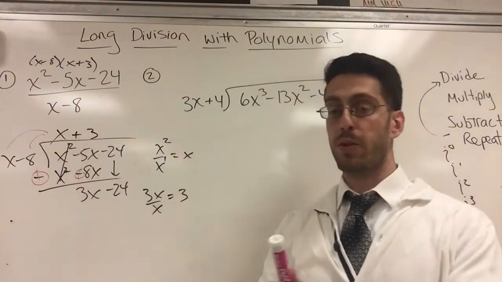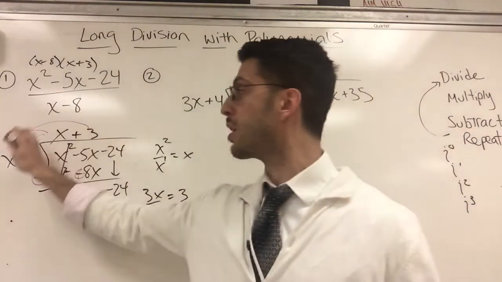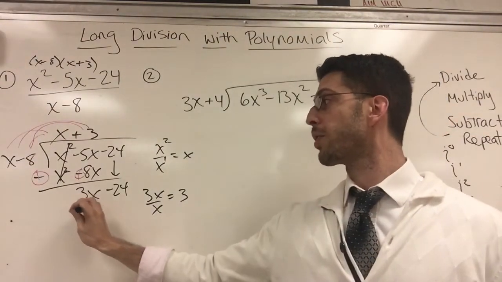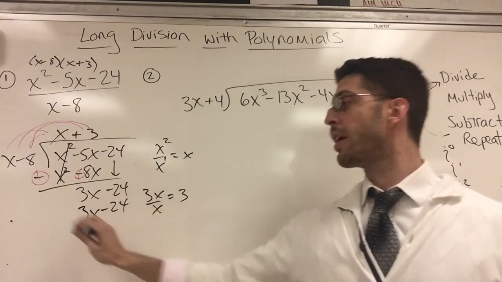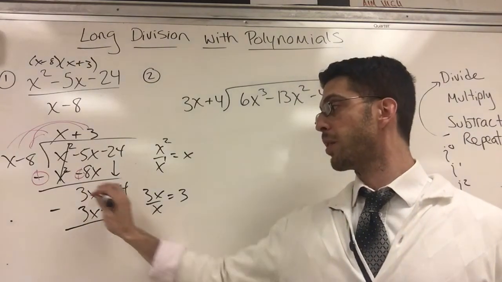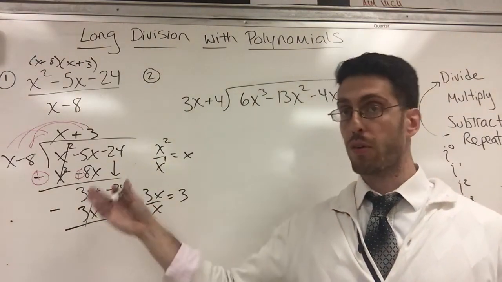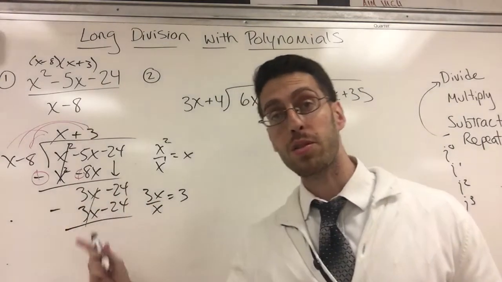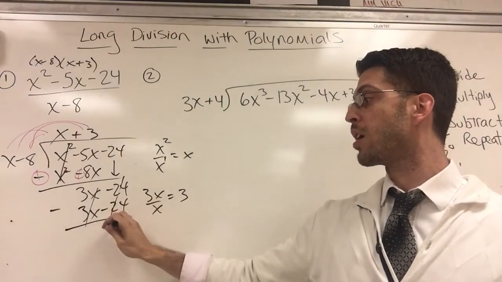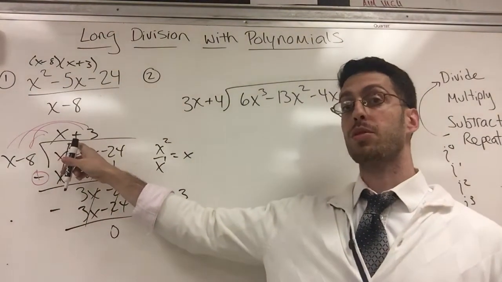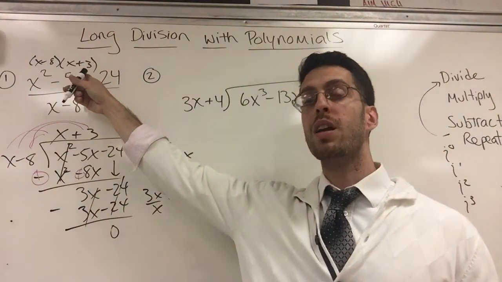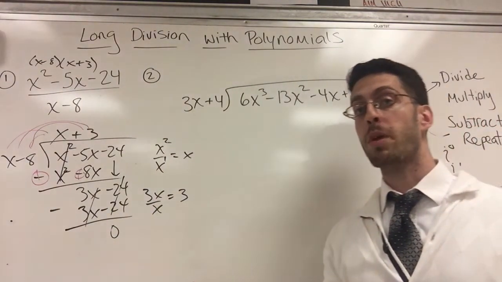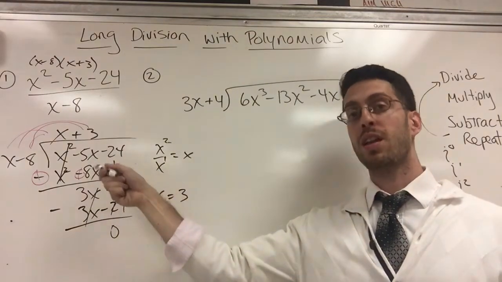Now, multiply again. So again, I'm distributing, this time the 3 times the x and the 3 times the negative 8. That gives you 3x minus 24. And if you subtract, 3x minus 3x is nothing. Better be nothing or else you made a mistake. And negative 24 minus negative 24 becomes negative 24 plus 24, which is also nothing, no remainder, and your answer is x plus 3, which I know you knew already, but I'm showing you a different way to look at it, because something as complicated as this, maybe you can't factor and you have to do it long division way.